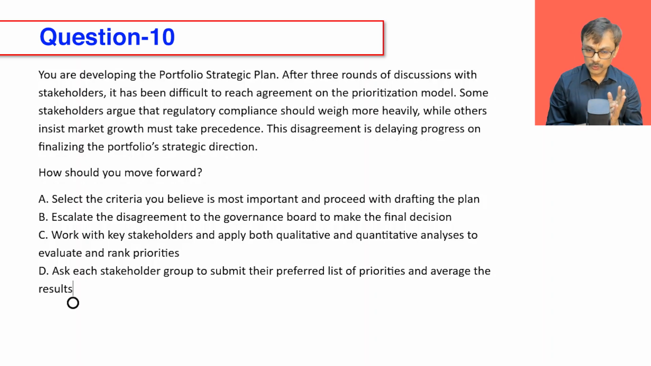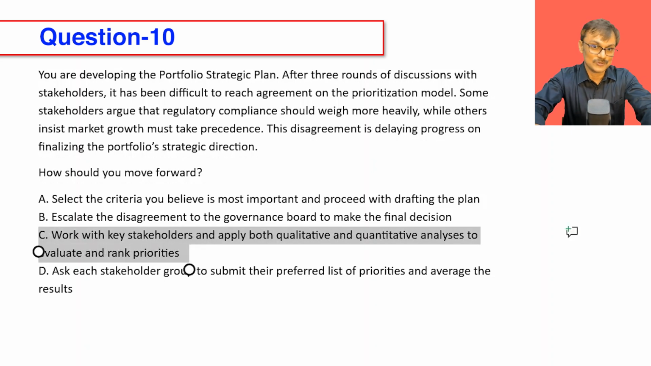Option C, work with the key stakeholders and apply both qualitative and quantitative analysis to evaluate and rank priorities. Looks good. You can say I can use qualitative and quantitative analysis so that the agreement can become better. Great, we can put some model. We could have made a better option, but this looks okay. Option D, ask each stakeholder group to submit their preference list of priorities and average the results. So that becomes a prioritization model in a way. But unless we agree on it, how can I apply this prioritization model? So out of 4, because we need to choose 1 out of 4, that's the easy job. I need to choose C because that makes things a little clearer.